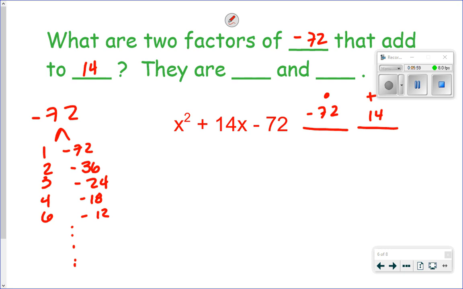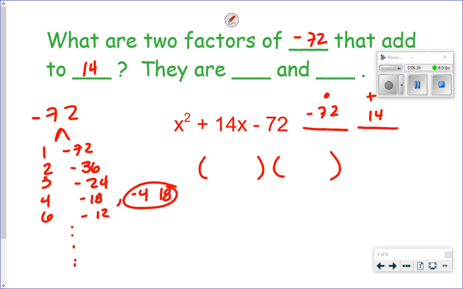All right, 1 plus negative 72, that's not going to give me 14. 2 plus negative 36, no. 3 plus negative 24, no. 4 plus negative 18, that gives me negative 14. So how do I get positive 14 out of that? Well, we talked about it. You have to switch signs. So it's going to be negative 4 and positive 18. So that's going to be my ordered pair.